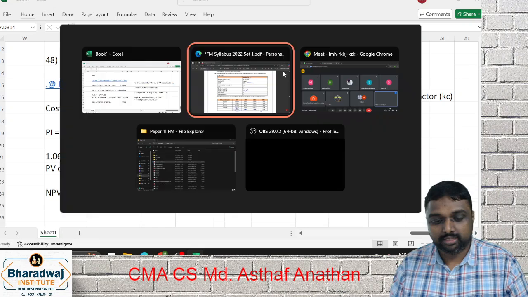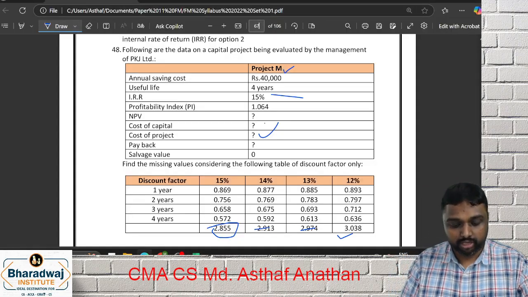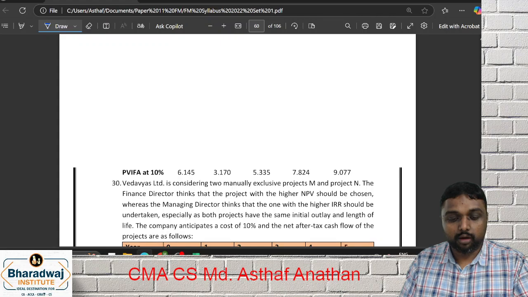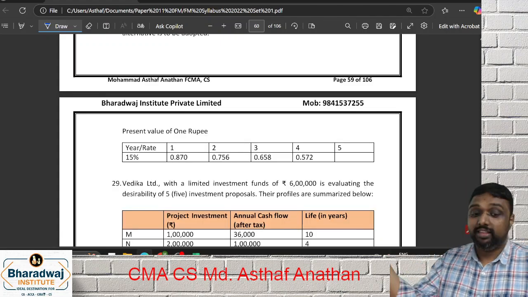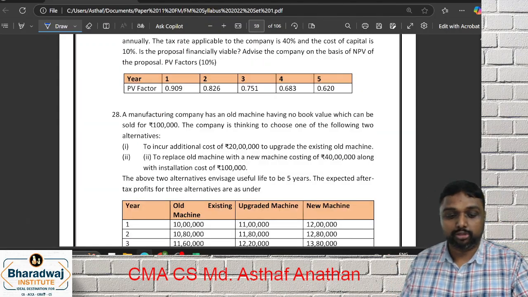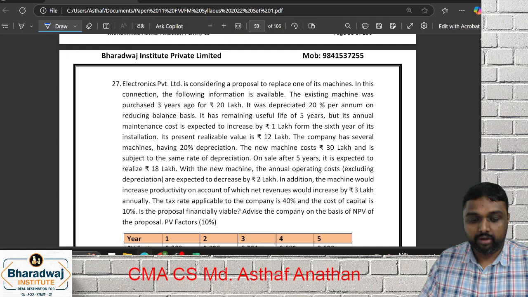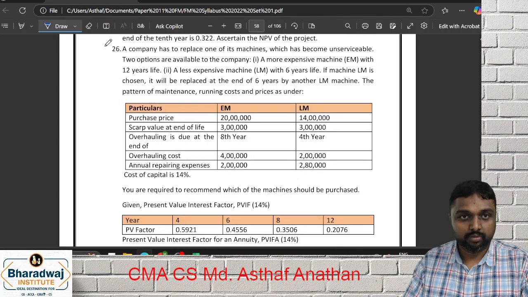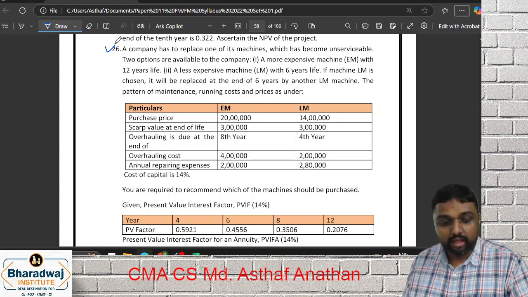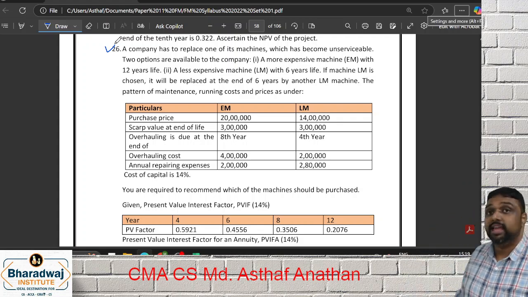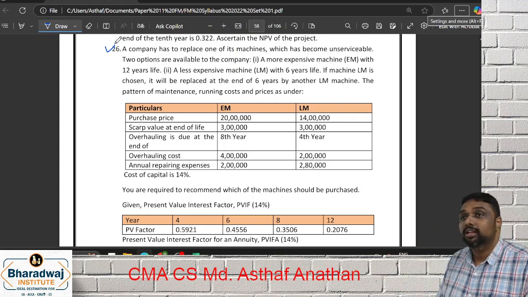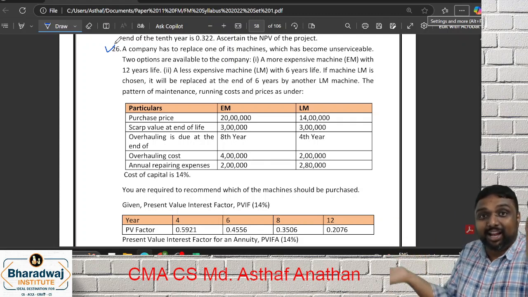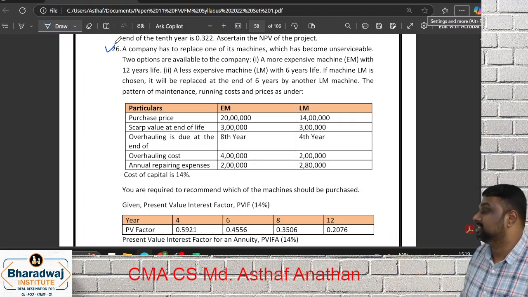Now, my dear friends, we'll go for another question. When there is only outflow, how to proceed? This is a previous year question also. This is machine. You have majority of outflow and the years are also different. We discussed years also being different.